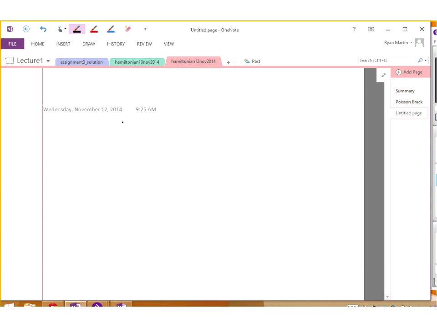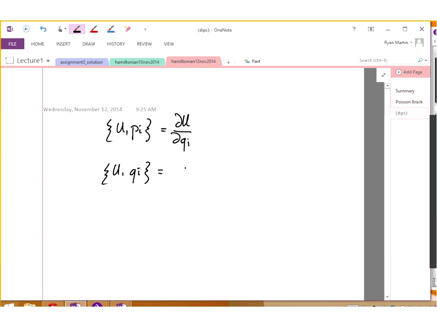And then we have a function, u, with Pi. That ends up being equal to ∂u/∂qi. And similarly, if we do a function u with Qi, we end up with minus ∂u/∂pi. And these are all relatively easy to demonstrate simply by using the definition.